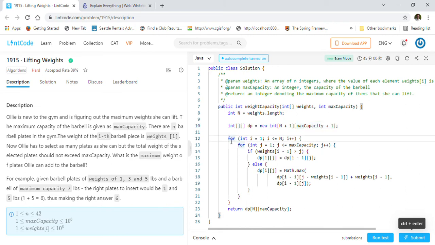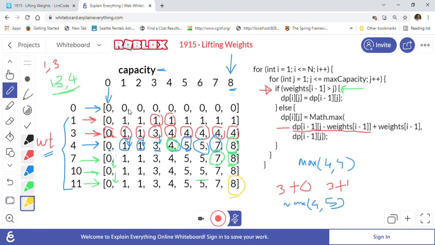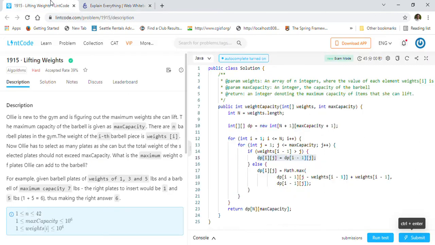Then we go from 1 to n on the i side, and on the j side from 1 to max capacity. This is the formula that we were discussing during the example. If the weight is greater than j, then the value comes from above, like here 3 is coming from above, and 4 is coming from above. So that's what it is.